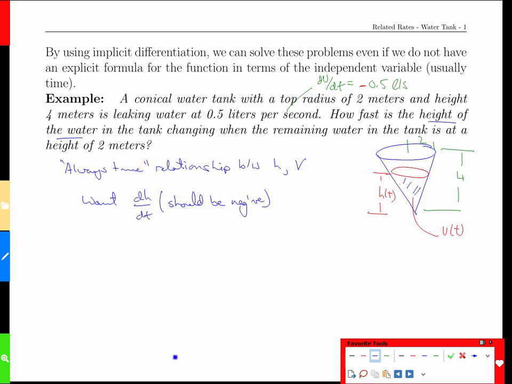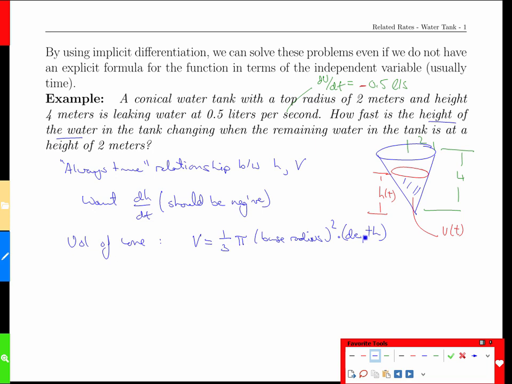Okay. Well, how are we going to relate our depth of the water and V, our volume of water? Well, we have a nice cone here, in fact. There's a nice relationship between the volume of a cone, which is that V is going to be equal to 1/3 pi the base radius squared times the depth, or height.